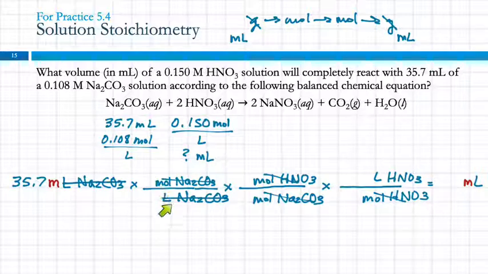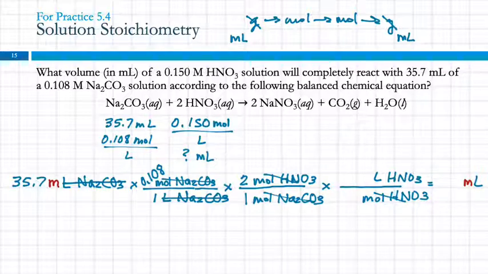So, this is the relation between moles and liters of sodium carbonate. That's the molarity here. 0.108 moles for every liter. Well, I didn't leave enough room, so I'll write it sideways. 0.108 moles per 1 liter of sodium carbonate solution. The middle is my mole ratio from the balanced chemical equation. There's a 2 in front of HNO3. 2 moles of HNO3 for every 1 mole of sodium carbonate.